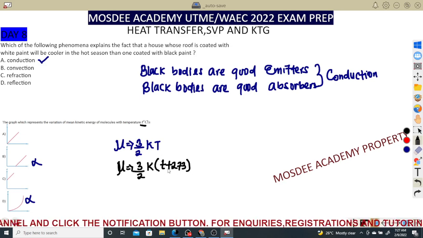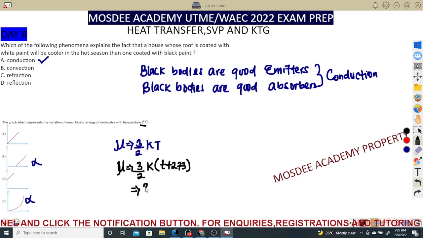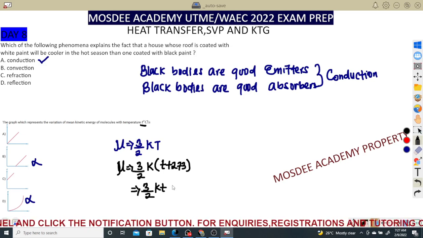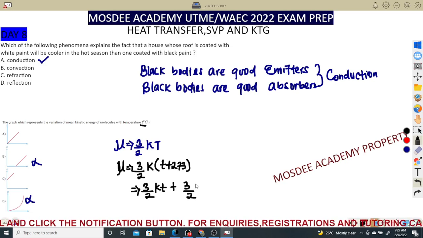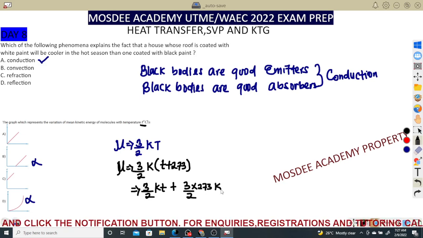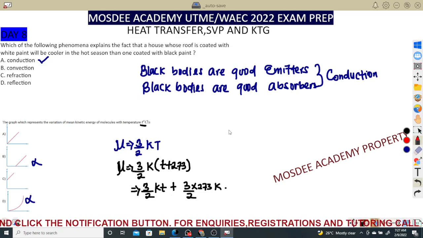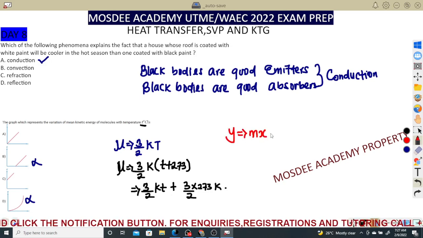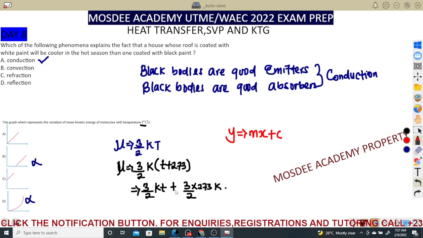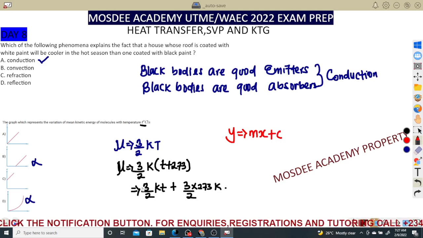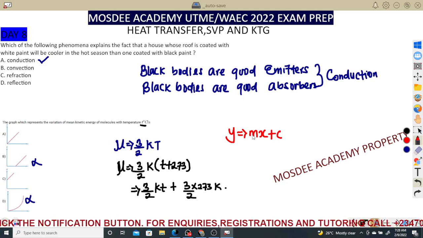Now, if I expand this, my dear student, this should give me, sorry, I have to go through this because I can't just state the answer without explanation. 3 over 2 kt plus 3 over 2 times 273 k. I hope you understand this. If you don't understand this, I have only expanded. So now from my equation of a line, y equals mx plus c, if I look at it in terms of k, you can see the value of my m, by comparison.